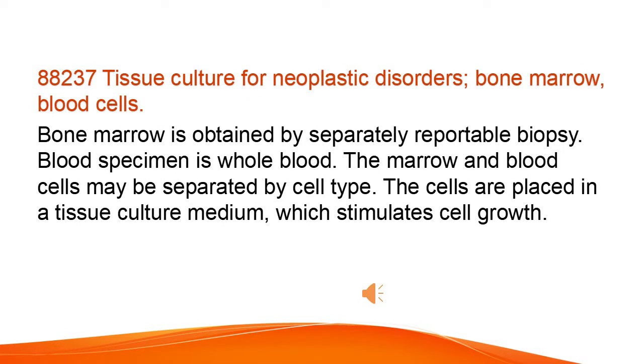Tissue culture for neoplastic disorders, bone marrow, blood cells. Bone marrow is obtained by separately reportable biopsy. Blood specimen is whole blood. The marrow and blood cells may be separated by cell type. The cells are placed in a tissue culture medium, which stimulates cell growth.